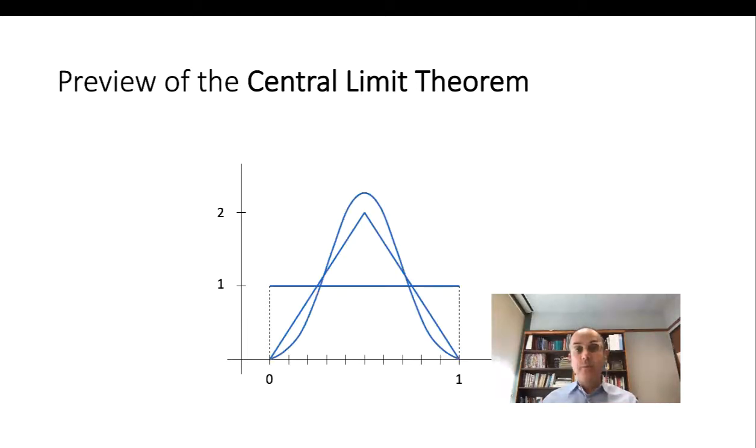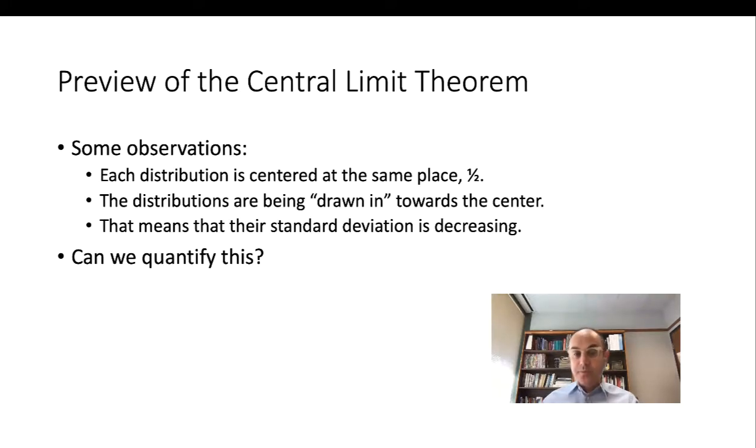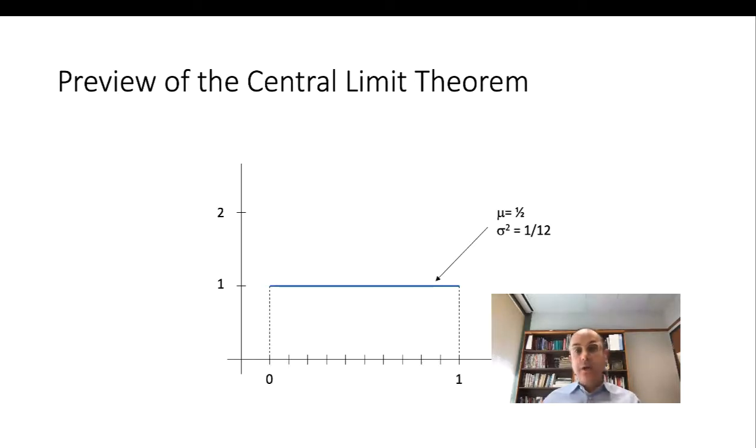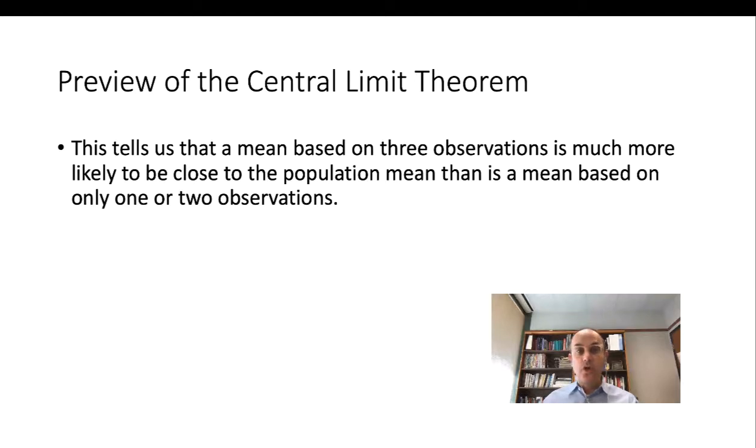The preview of the central limit theorem is again the idea of how we can capture that and what it means with regard to the outline. Some observations are centered at the same place, 0.5, and with the distribution drawn towards the center, that means that the standard deviation is decreasing. So in this case, this is what we are apparently seeing in this distribution.